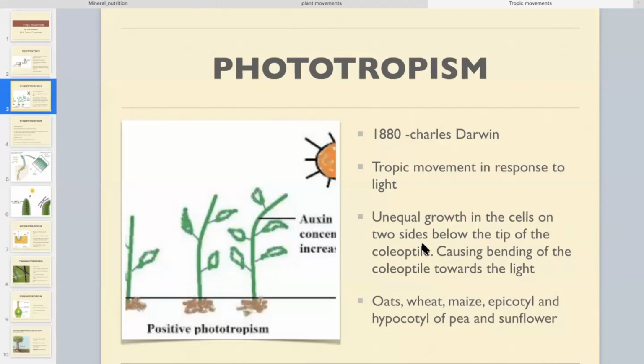Just remember, suppose this is a root apex. If the growth is the same on both sides, it will go like this. If the growth is less here and more here, what will happen? It will be like this. If the growth is higher in this region and lower in this region, it will move like this. I think it is understood. So unequal growth in the cells on the two sides below the tip of the coleoptile causes bending of the coleoptile towards the light.